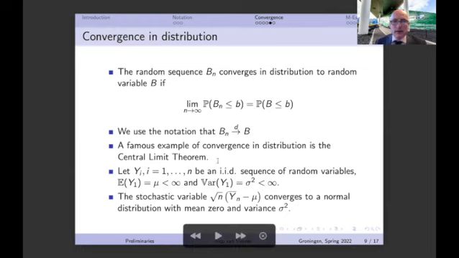Then the central limit theorem says that the stochastic variable, the square root of n multiplied by Y n overline minus mu, so the sample mean minus the population mean, is going to converge to a normal distribution with a mean equal to 0 and a variance equal to sigma squared.